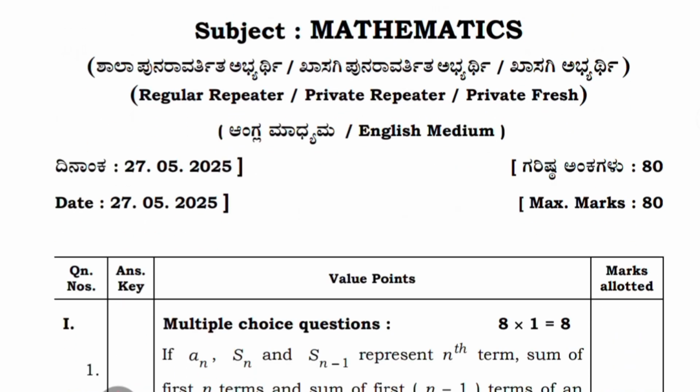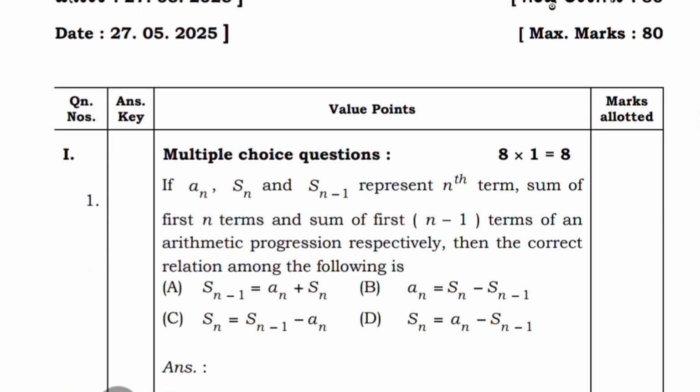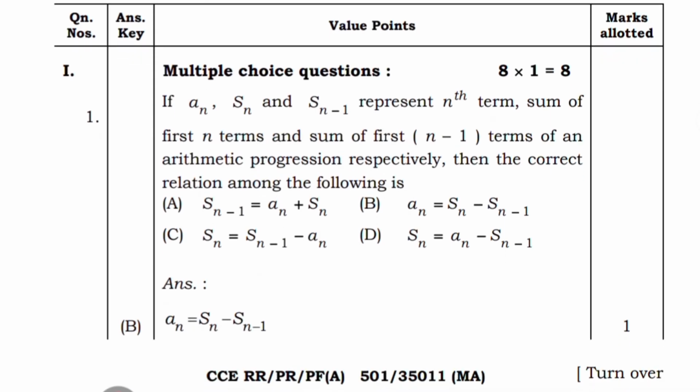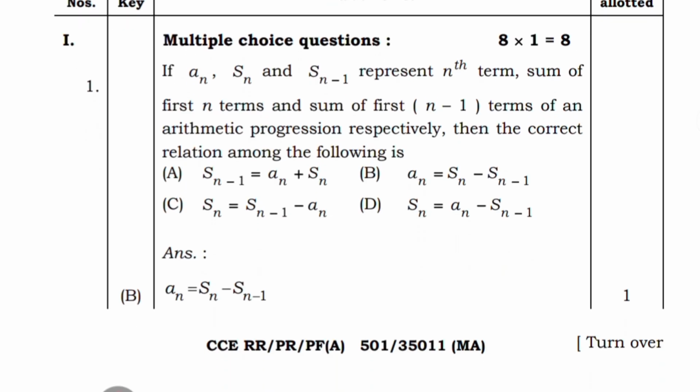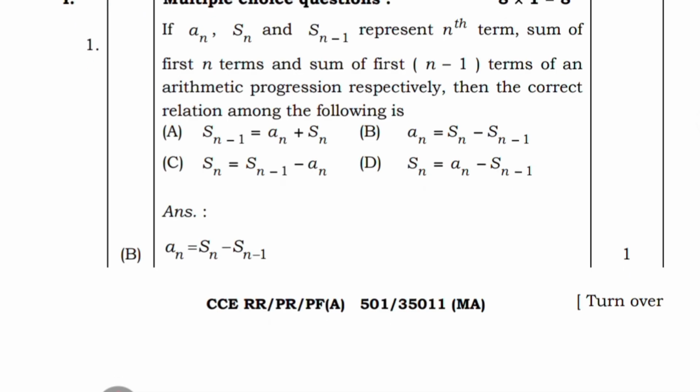Coming to the first question, if a_n, S_n and S_(n-1) represent the nth term, the sum of the first n terms, and the sum of the first n minus 1 terms of an arithmetic progression respectively, then the correct relation among the following is. Here, the students make mistakes in the signs, plus or minus, so be careful with the signs. Coming to the answer, B is correct: a_n is equal to S_n minus S_(n-1). So B is the correct answer.